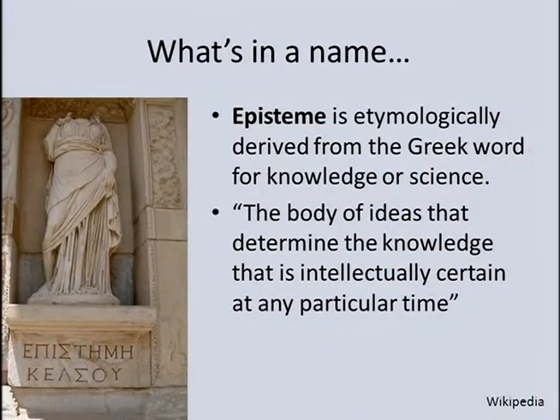PAVE is an acronym for the Papillomavirus Episteme, and episteme is etymologically derived from the Greek word for knowledge or science. Plato defined an episteme as the body of ideas that determine the knowledge that is intellectually certain at any particular time. I think that really reflects well what we're trying to do with PAVE. We're trying to give you sequences that we believe are true. We're not trying to provide you with hypotheses. The idea is that you take the sequences, run them through your analysis, study them, and come up with hypotheses or use these sequences to test your hypotheses.